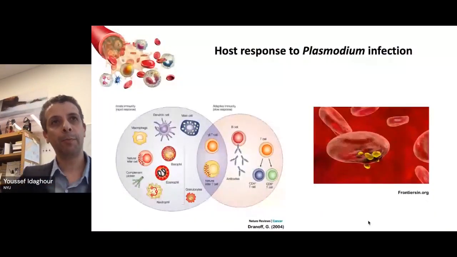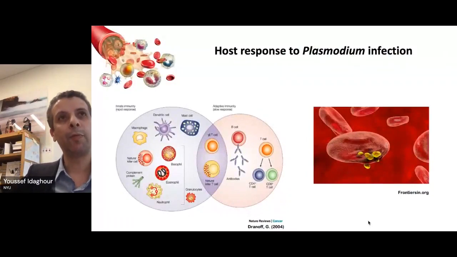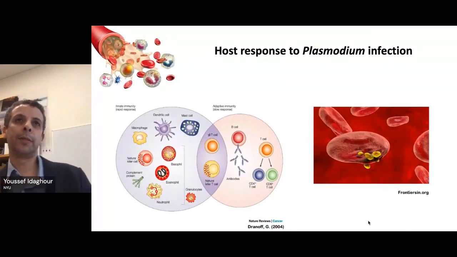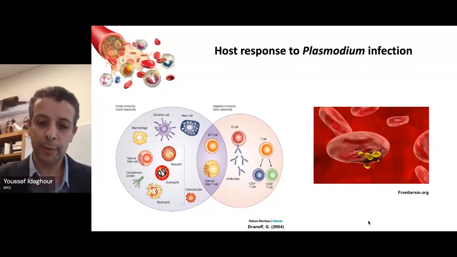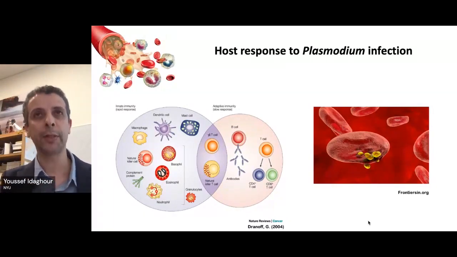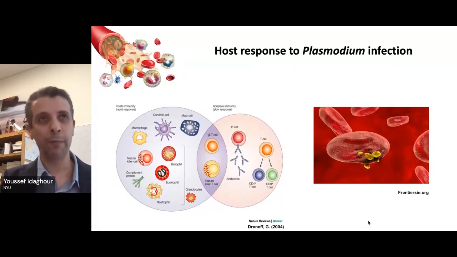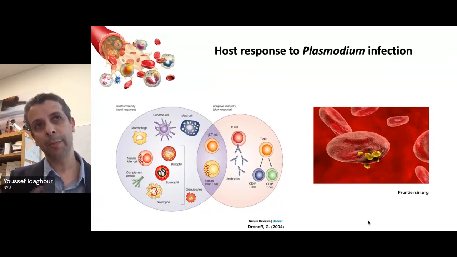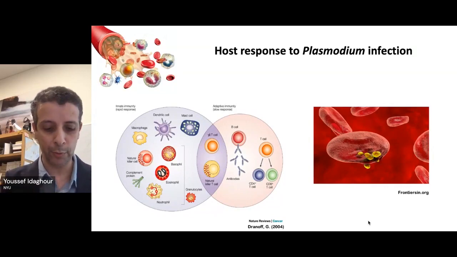You can imagine how complex malaria is and the number of factors that can affect how different individuals, populations and ethnic groups respond to infection. During the course of infection, as the parasite undergoes the liver stage, then transitions into the blood stage, the immune system tries to control the infection or eliminate the parasite. But you can also imagine the number of interactions that can take place between the parasite and the host, and that's basically the focus of our work.